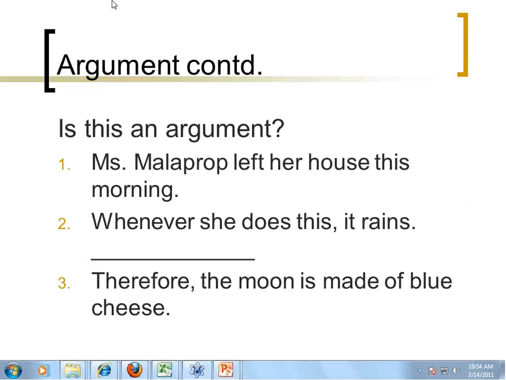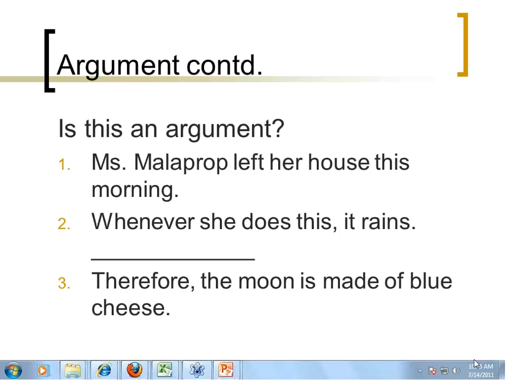Point 3 doesn't come in at all, because if it is noted that whenever she left her house, it rains, we could put some argument to that. But the third point, therefore the moon is made of blue cheese, has nothing to do with her leaving the house, or because of her leaving the house it rains. It's like it's separate and apart. So I would not say that would be classified as an argument.